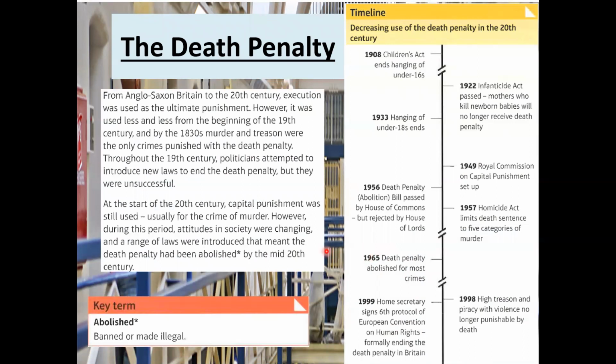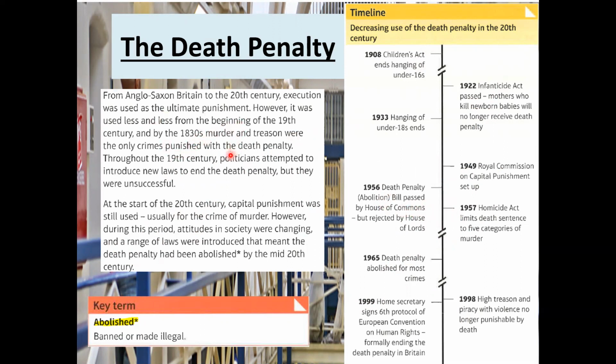So the death penalty, you should be well familiar with the death penalty now, in particular from Anglo-Saxon times right up until the Bloody Code and the end of the Bloody Code. Got a keyword here, well worth you making a note of, this term abolished, so make sure you've got that written down. This timeline, you are going to need later on in this topic, so either print it off the textbook or the attached Word PowerPoint document.